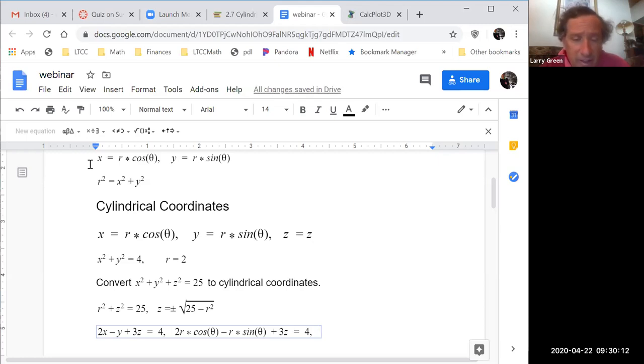And if you want to solve for z, you can. So z is equal to 1 over 3. Let's make that a nice fraction. So it's 1/3 times, and then you just have 4 minus 2r cosine theta, and then plus r sine theta.